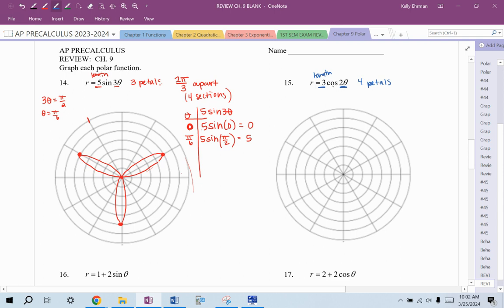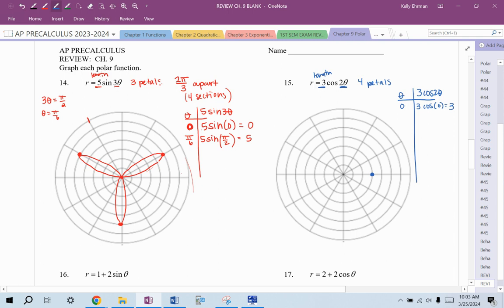So I want you to accurately plot when the petal is at 3 times 1/2. As we start our little chart here, we're plugging into 3 cosine of 2 theta. We always start by plugging in 0. 3 times cosine of 2 times 0 is 3 times cosine of 0, which is 3 times 1. So we face 0 and go out 3.